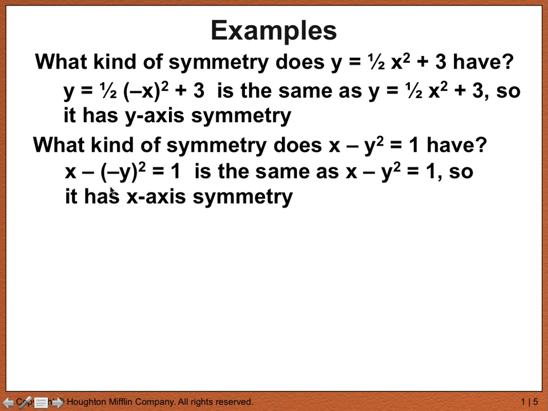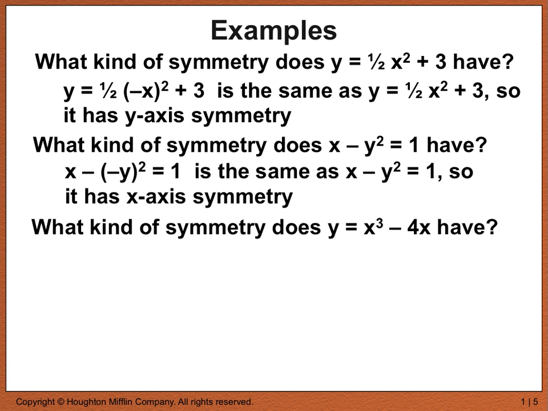x minus (-y) squared equals 1 is the same as x minus y squared equals 1. Therefore, this is x-axis symmetry, because whether I put y or -y in, I end up with the same x-coordinate. Therefore, this is x-axis symmetry.